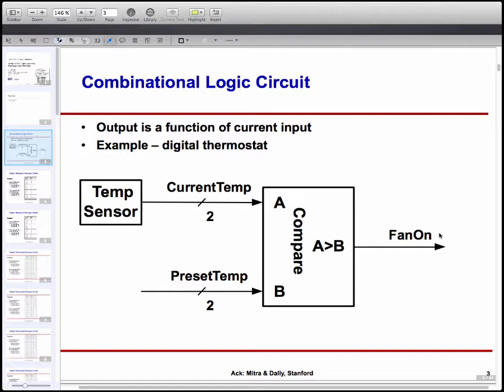So in this case, all we are doing is taking these two 2-bit numbers, and at any instant in time, my output is either 1 or 0 depending upon their relative value. So that's an example of a combinational system, because one way of thinking about it is that it has no memory. All it is doing is, at the current point in time, computing a mathematical function over its inputs, and then just outputting that.